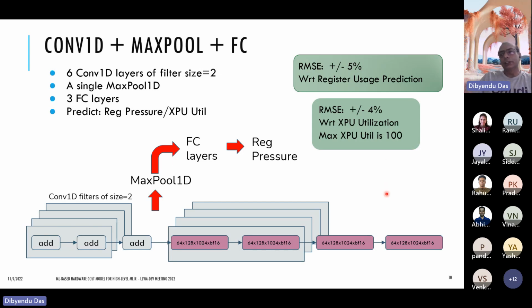So what we see is we get pretty good results. The RMSE, or root mean square error, is the error between your actual register usage once you compile and what you are predicting, and it is within plus or minus 5%. We also did some initial work with XT utilization, and our RMSE is once again close, within plus or minus 4% of the actual XT utilization that we see in the hardware.